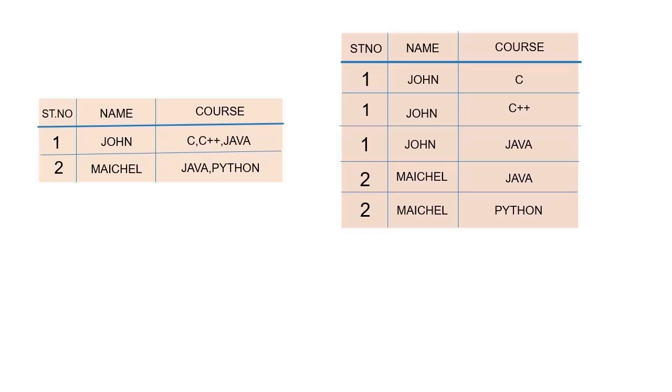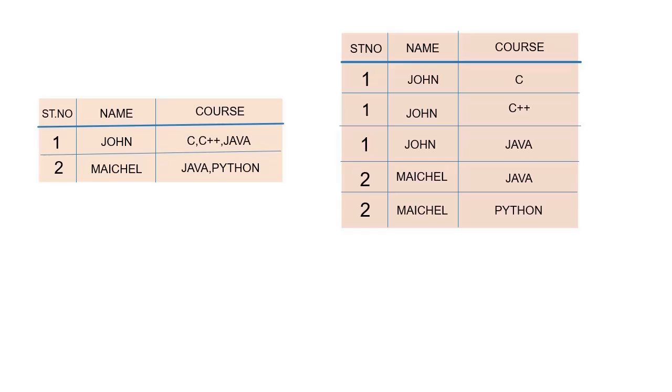And getting into the second column, name, we again have two rows and each has one value. So the second column, name, also does not have any problem with the first normal form, even the second rule. And getting into the third column, course, we have two rows here, but the first row has three different values, C, C++, and Java. And the second row has two different values, Java and Python.